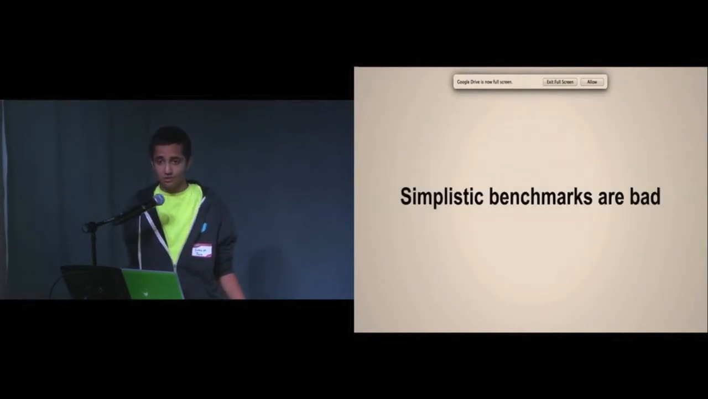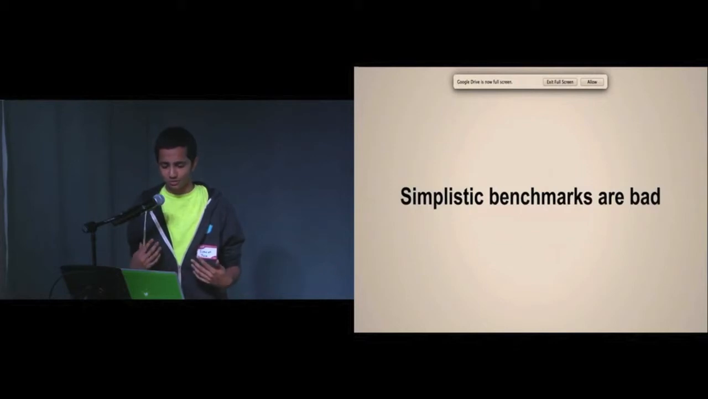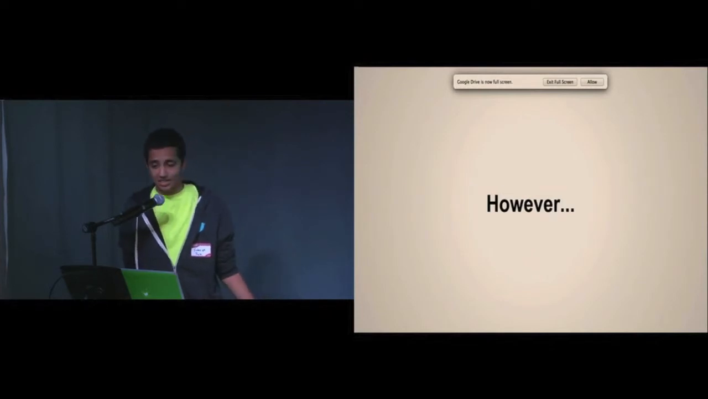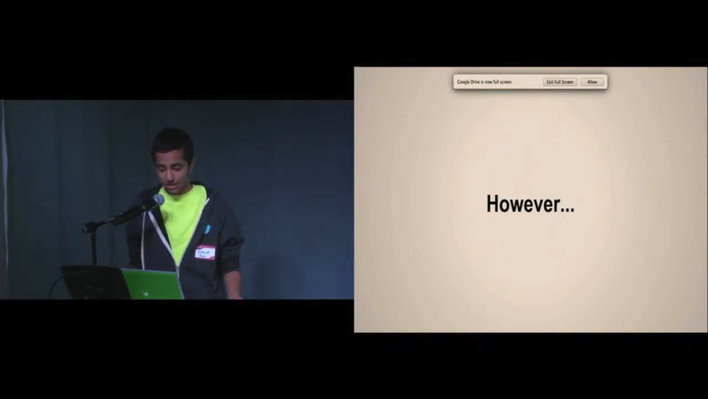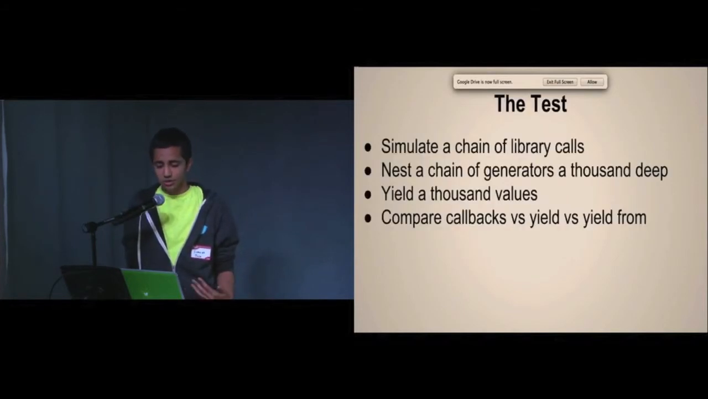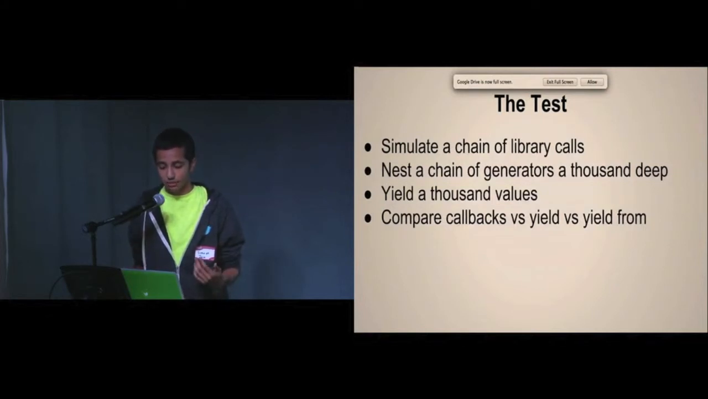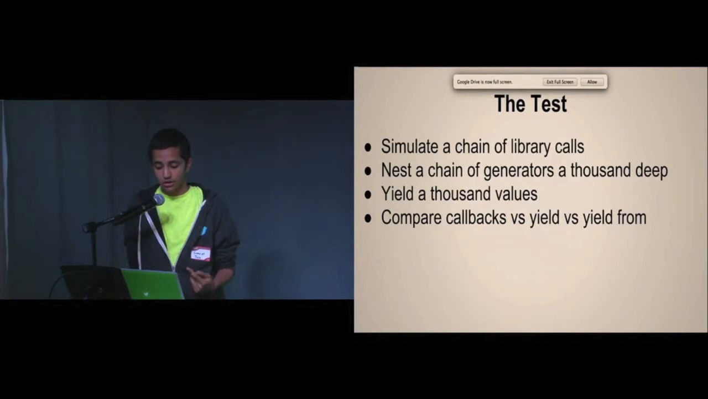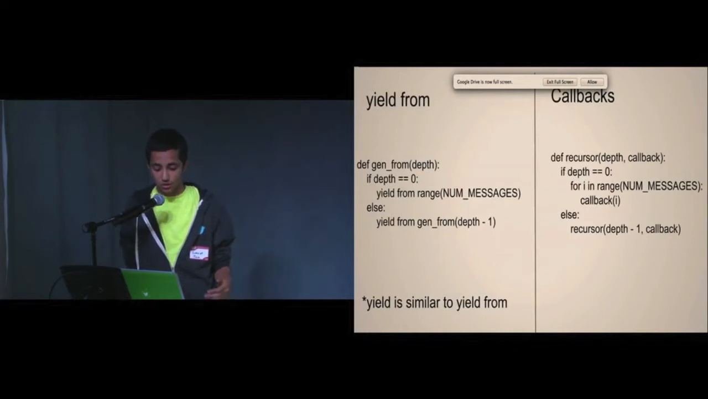But before that, simplistic benchmarks are usually bad. They don't mimic real code, and they don't really tell you that much information. However, in this case, I think it would be fun and interesting just to do it anyhow. So just take these results with a grain of salt. The test is I want to simulate a chain of library calls. So I nested a chain of generators 1,000 deep. I yielded around 1,000 values, and I wanted to compare 3 categories. One is callbacks, where the moment you get a value, you immediately process it, and the other 2 are yield and yield from.